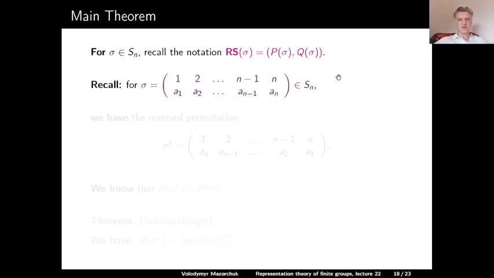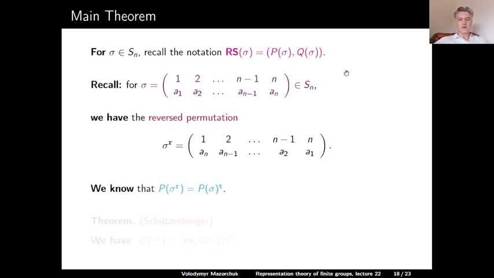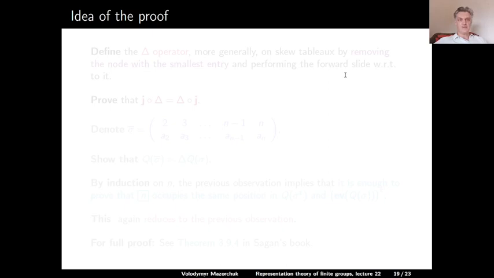Recall that for a permutation sigma which sends 1 to a1, 2 to a2, and so on, we have the reversed permutation sigma r, which sends 1 to an, 2 to an minus 1, and so on. And we know that the insertion tableau for sigma r is the transpose of the insertion tableau for sigma. Theorem by Schützenberger: the recording tableau for sigma r is the transpose of the evacuation tableau for the recording tableau of sigma. Here is the idea of the proof.